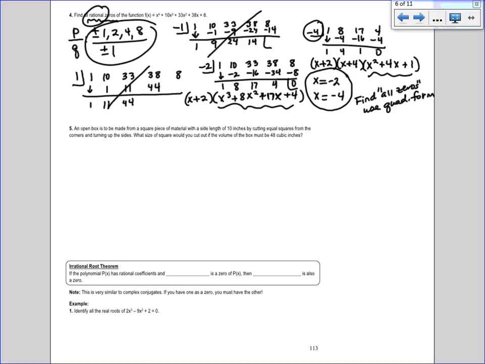All right, next one. So it says an open box is to be made from a square piece of material with side length 10 by cutting equal squares from the corners and turning up the sides. Okay, this is a typical math problem. These are always, I mean, we have these in calculus all the time too. Oh, I started out with a square piece of material. Let me make it a square first. Okay, so it's 10 inches on each side.